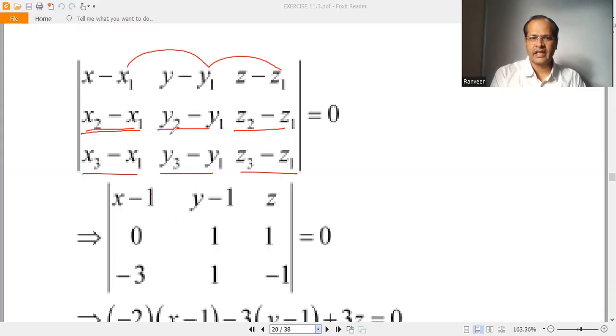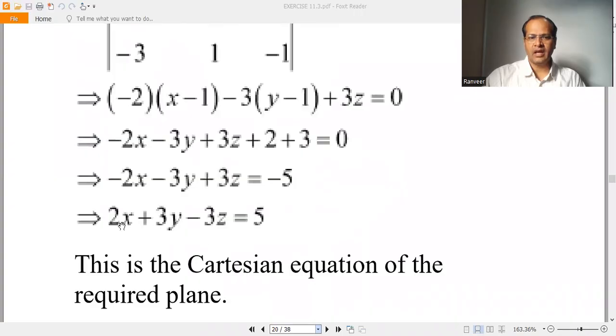After that, we just have to find out all the values like x2 minus x1 and substitute them in this determinant. After getting the value, we get the equation 2x plus 3y minus 3z equal to 5, and this is the required equation in the Cartesian form.